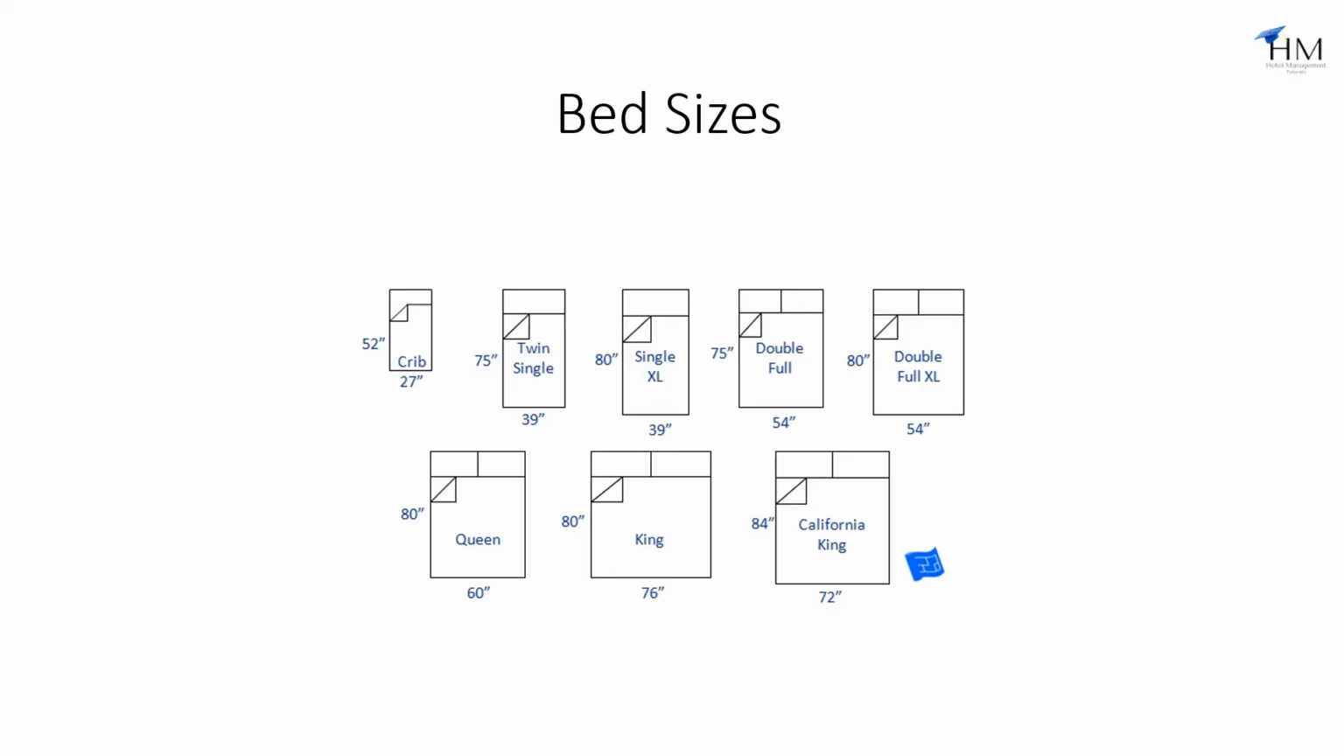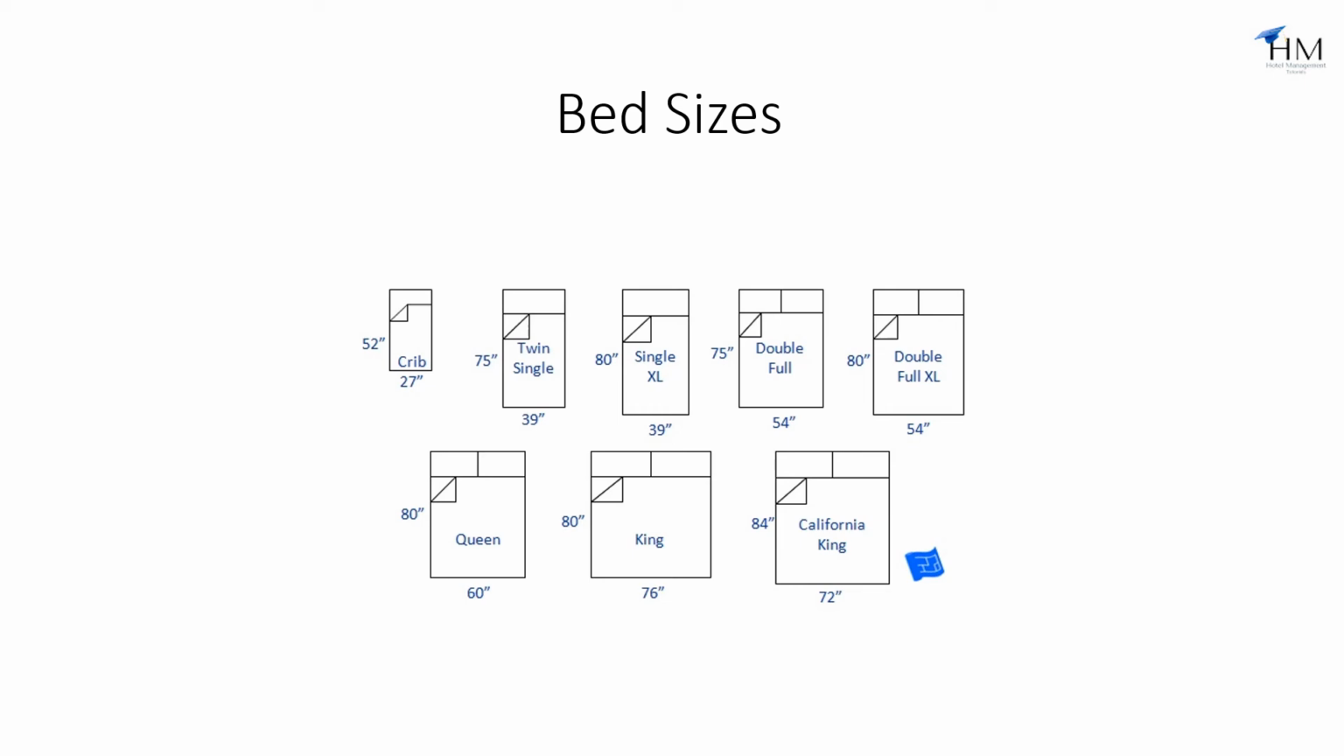Now we will discuss the common bed sizes. For crib, it is 52 inches into 27 inches. For twin single, it is 75 inches into 39 inches. For single XL, it is 80 inches into 39 inches. For double full, it is 75 inches into 54 inches. For double full XL, it is 80 inches into 54 inches. For queen bed, it is 80 inches into 60 inches.